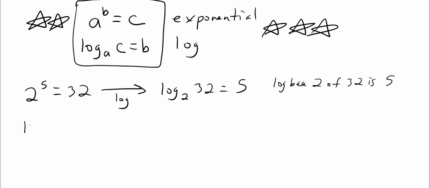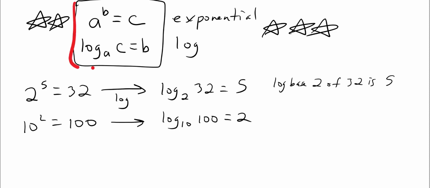Okay, so here's another one. 10 squared. What is 10 squared? It's 100. So let's write that in terms of log. It's log base 10 of C, which is 100, is equal to 2. Okay, again, if you have this written down here, it's super easy to convert. Super, super easy. You just plug the letters in. That's all you do.